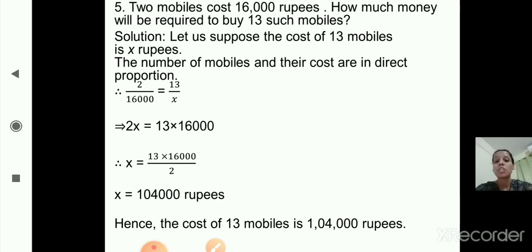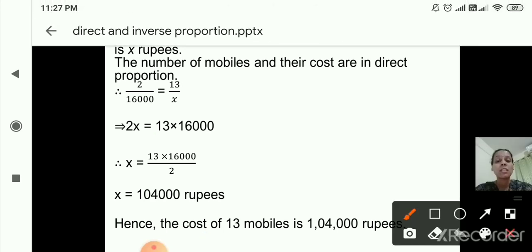In question number 5, two mobiles cost 16,000 rupees. How much money will be required to buy 13 such mobiles? Now what is given? The number of mobiles and the cost is given, right? For two mobiles the cost is 16,000 rupees. So we have to find out how much money will be required to buy 13 such mobiles. So first, let us suppose the cost of 13 mobiles is X rupees. The quantity which is not given we will consider as X.